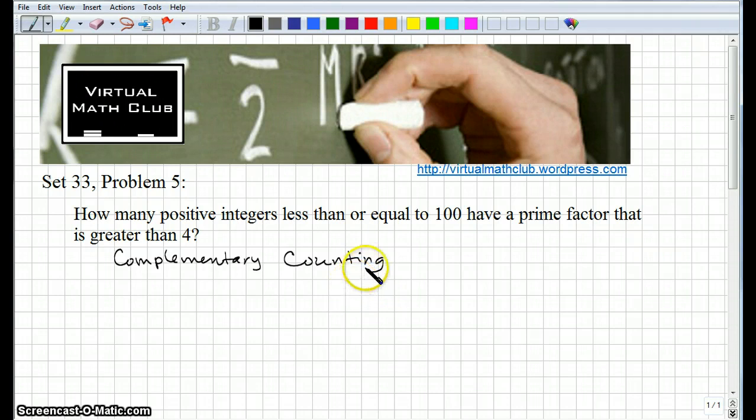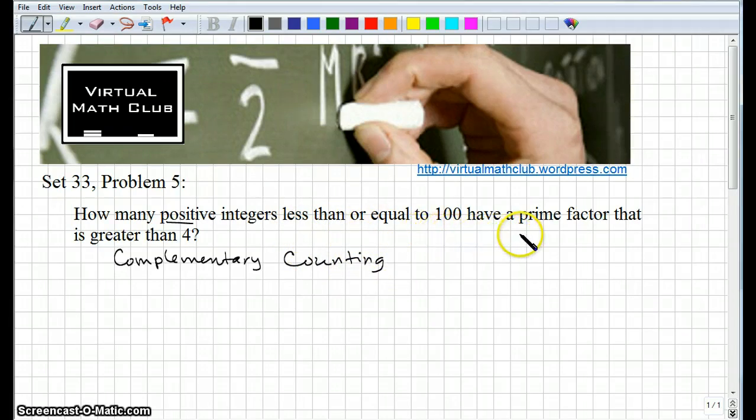So, we've got positive integers less than or equal to 100. Okay, so we know there's 100 of them. And one question that often comes up is do we include 0 or not? Because this is positive integers, 0 is not actually positive or negative. So positive integers are just whole numbers, so they'd start with 1. So we have 100 integers that are less than or equal to 100.